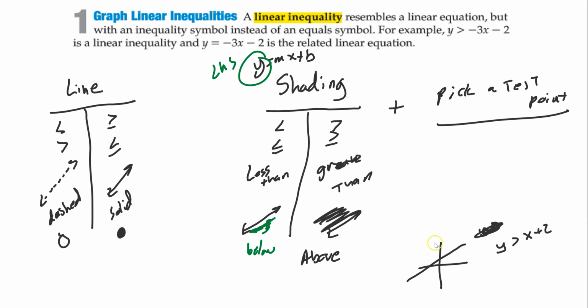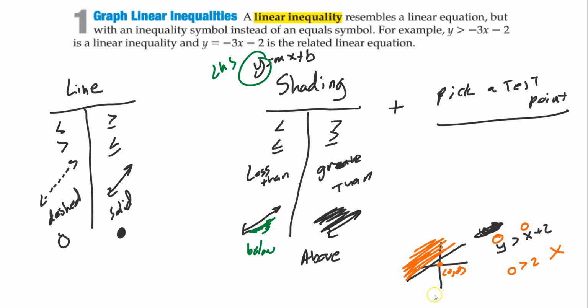The way that always works, it's a little more work, but it always works, is you pick a test point. Let's say 0, 0 is probably the easiest. Now it can't be on the line. If 0, 0 is on the line, I can't use it. And you plug it in. Simplify, I get 0 is greater than 2. That does not make sense. That's false, so I'm not going to shade this. I'm going to shade the opposite. If it was true, I'd shade it.